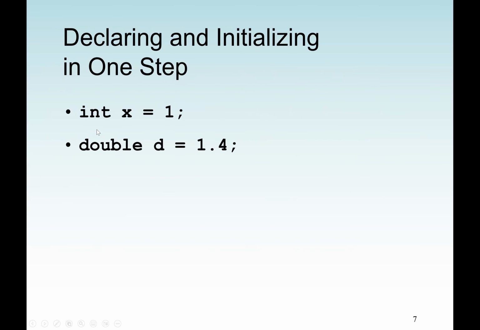Now, next we can declare and also initialize a variable in one step. In our previous slides, we declared the variable separately and then assigned a value to it. So I can say int x, then I'll say x equal to 1. But we can do it all in one step. So here we declare a variable named x, the data type is int, and we assign 1 to it. Or we declare a variable named d, the data type is double, and we assign a decimal value 1.4 to it.